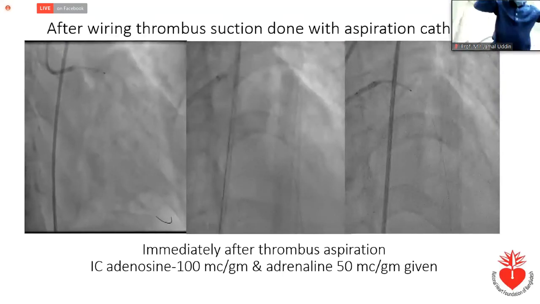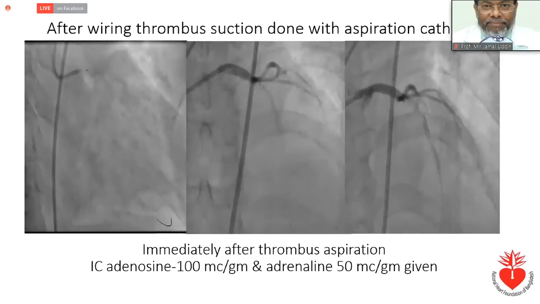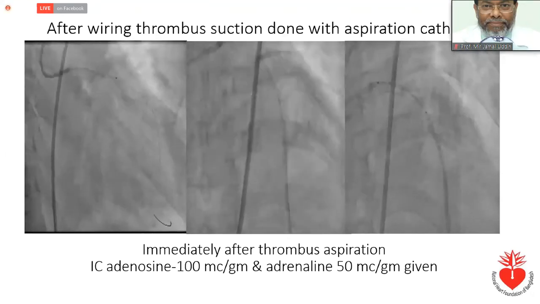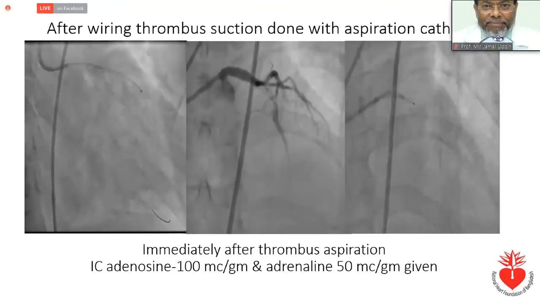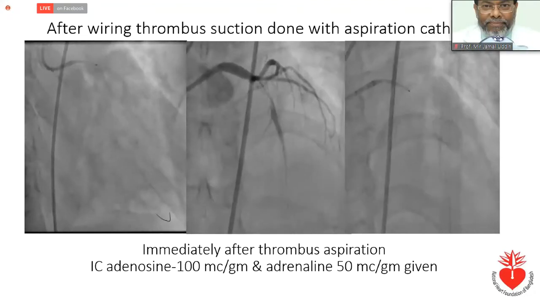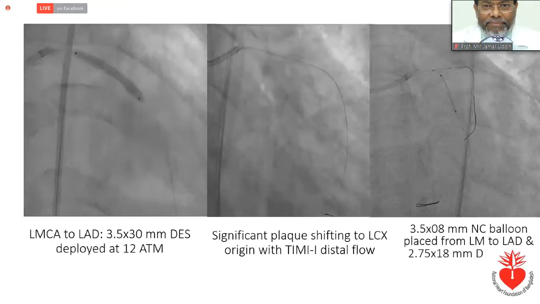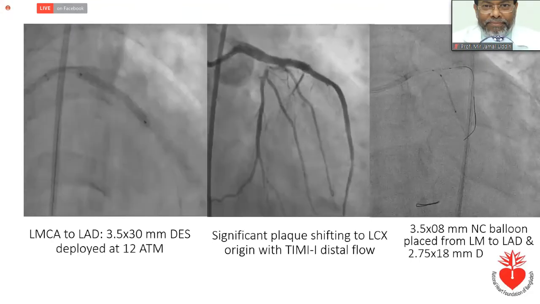We managed to wire the vessel. We did immediate thrombus aspiration, and we also gave the patient intracoronary adenosine and intracoronary adrenaline. And after thrombus aspiration, this is how the vessel looked. We started the patient also on GP2B3A receptor blockers. We then proceeded to stent from left main to LAD.